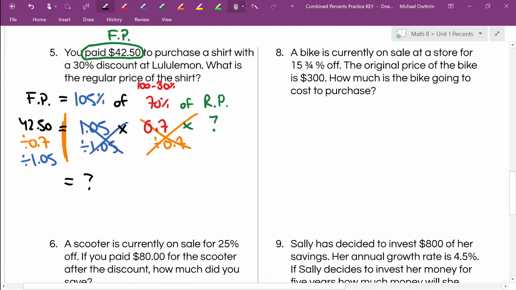The only thing I have left on the right side is my question mark. And on the left side, I have a calculation to do. 42.5 divided by 0.7, then divided by 1.05. If you type that into your calculator correctly, you should get 57.823. And we can say the regular price is $57.82.